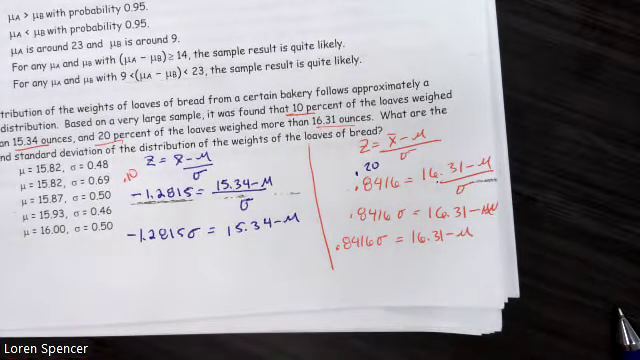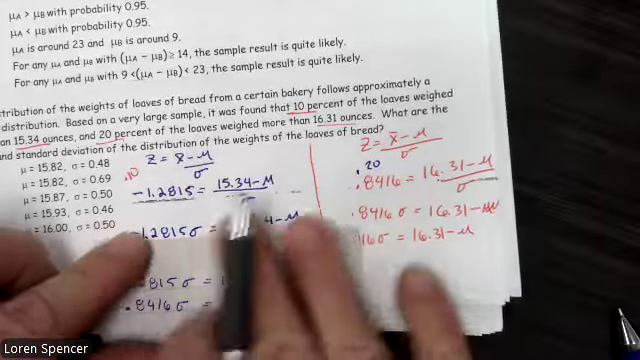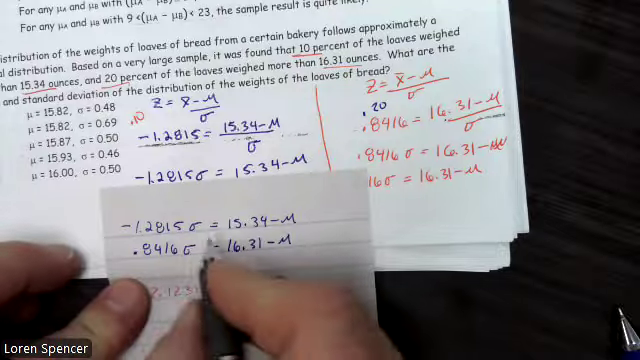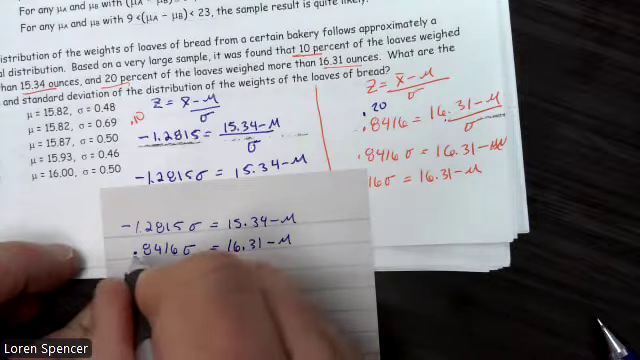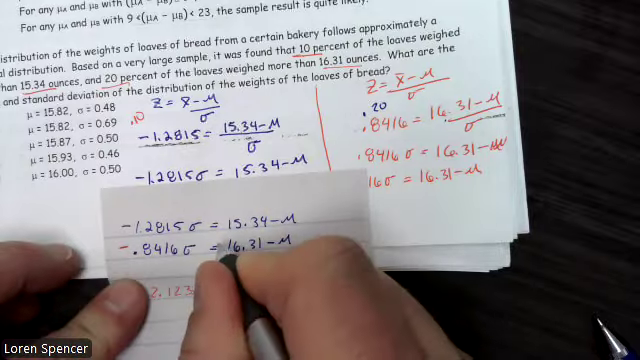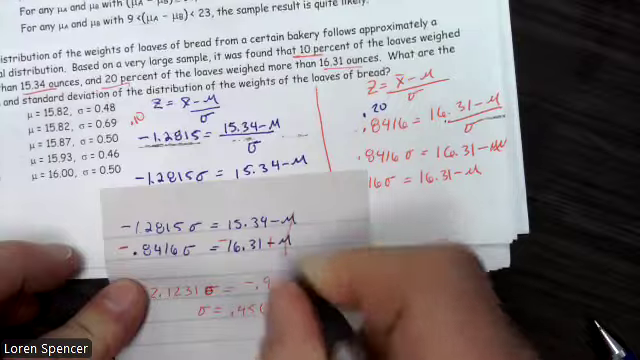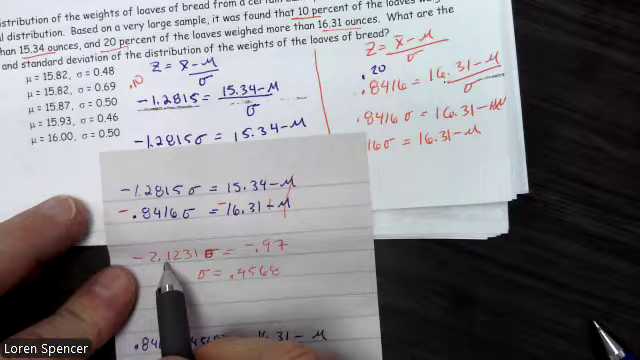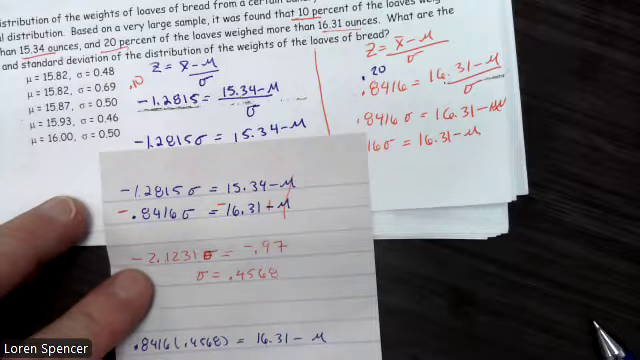So I have two equations. I went ahead and stacked those two equations just like that. To combine them, I need to change the signs because I need a variable to drop away, and I'm going to let the mean drop off. So if I made this negative and this positive, the means will drop off. And when I combine those, I end up with negative 2.1231 standard deviations equals negative 0.97.